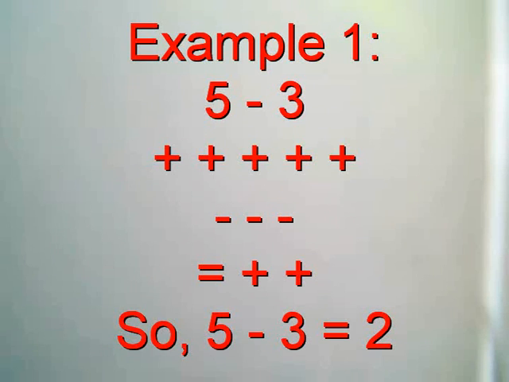Now, think of the 5 as you having 5 positives, since this is a positive number, and think of the 3 as having 3 negatives. See, I have this lined up for you. You should have noticed that 3 of the negatives can cancel out 3 of the positives, and we are left with 2 positives. So, you see that 5 take away 3 equals positive 2.